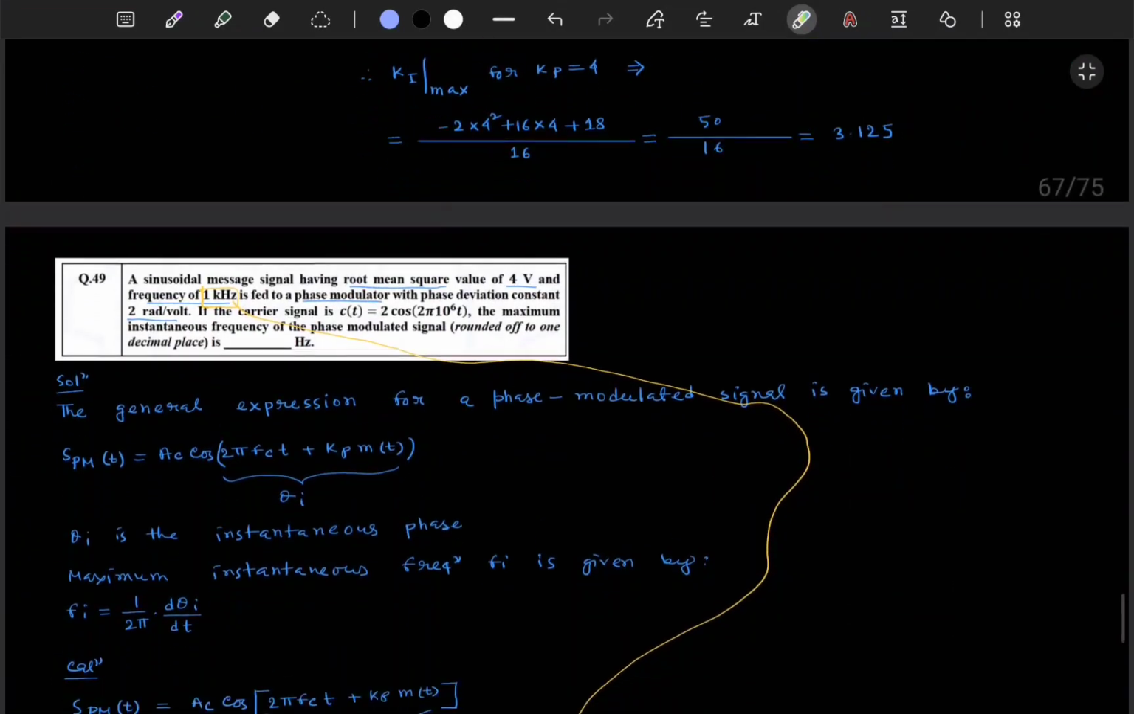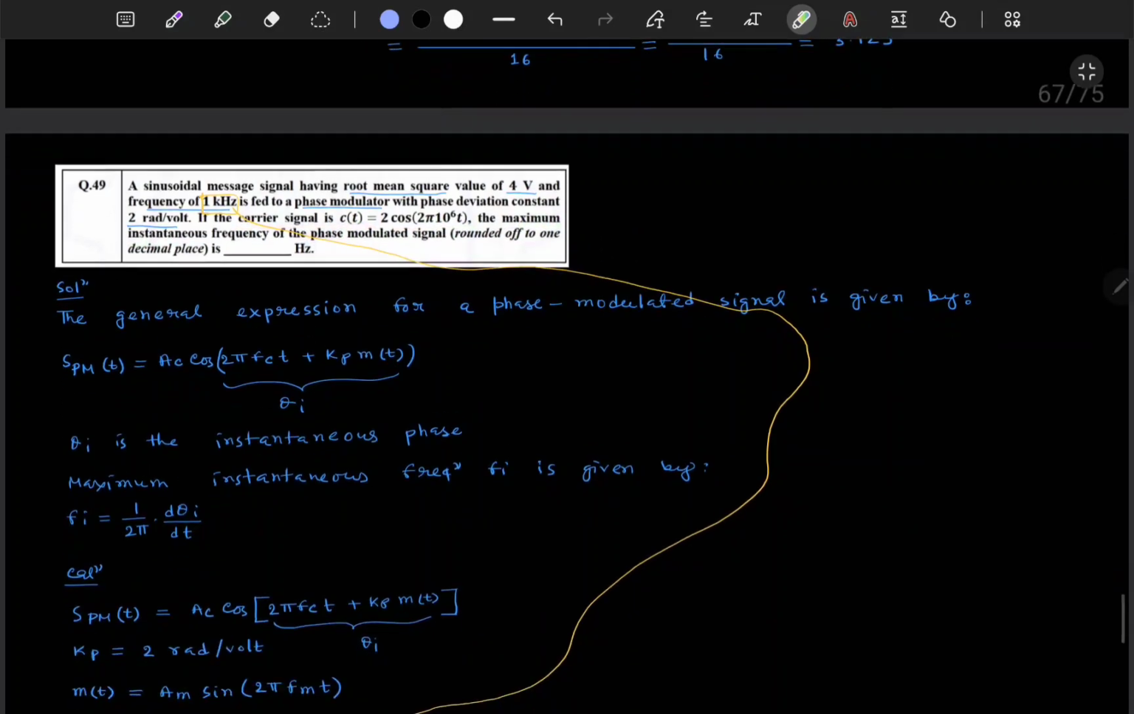Now moving on to the next question. A sinusoidal message signal having root mean square value of 4 volt and frequency of 1 kHz is fed to a phase modulator with phase deviation constant as given. Okay, the carrier signal c(t) is this. The maximum instantaneous frequency of the phase modulated signal we need to find out.